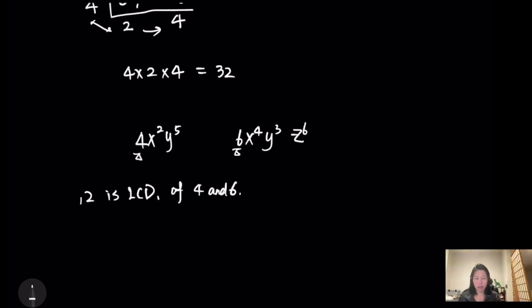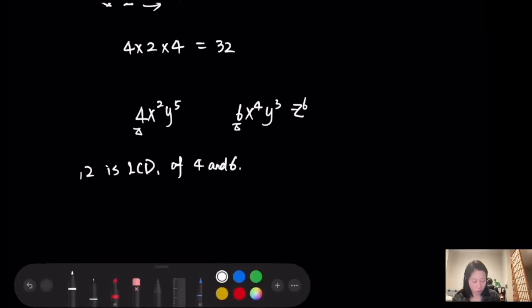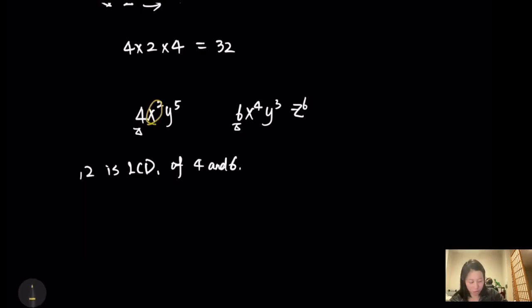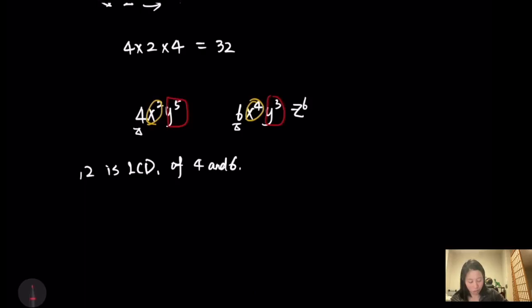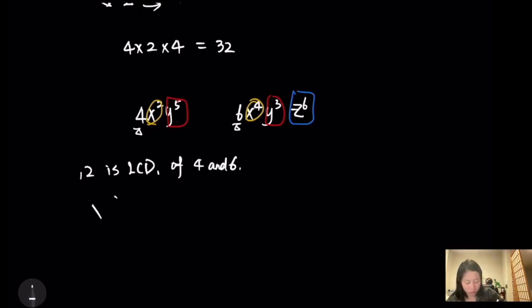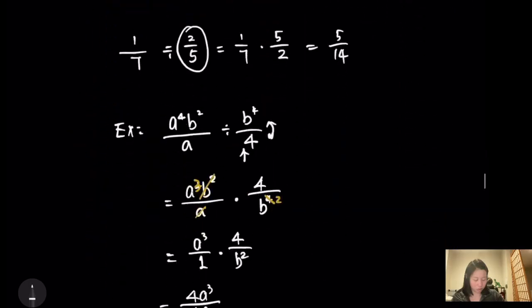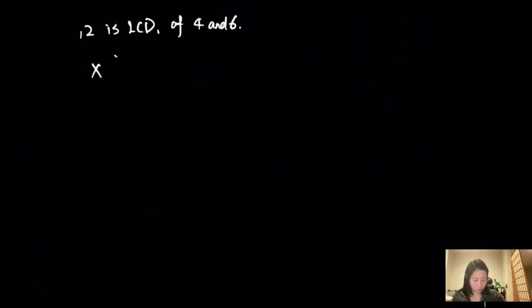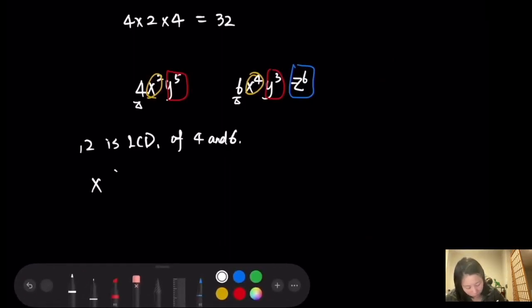Now, when you look at the variables, we just need to pick the highest terms of each variable. Now, how many types of variables do we have? We have x, and then we have y, and we have z. For each variable, we pick the highest term. So for x, the highest term we have is 4. So that means I have x to the 4th in here.